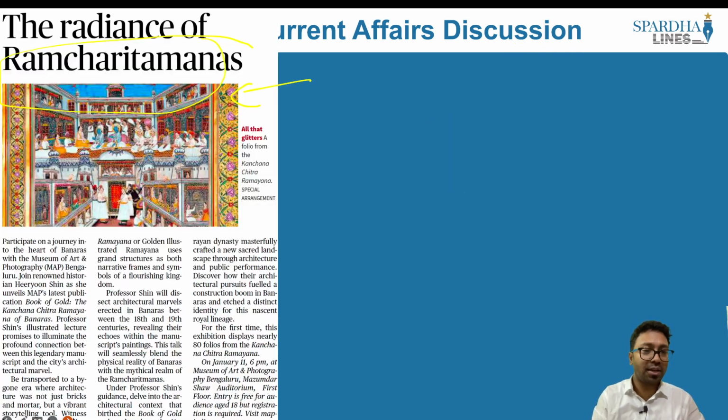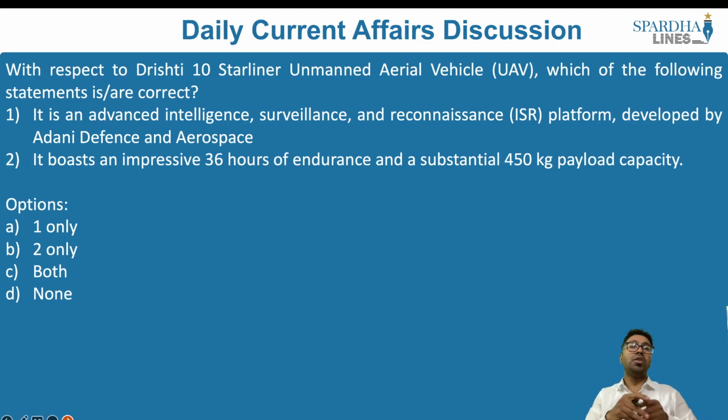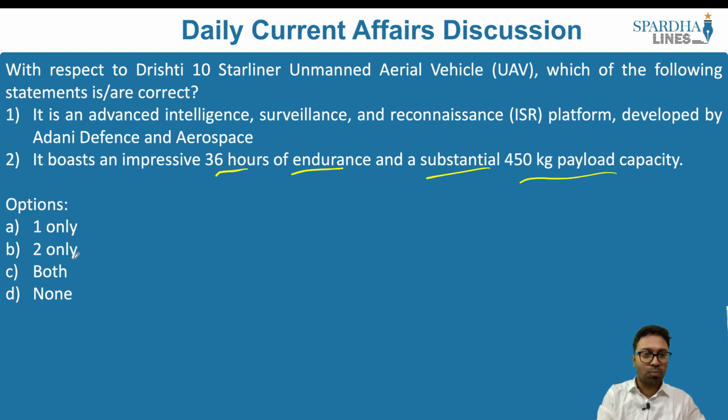Now let's look into the next practice question. With respect to Drishti 10 Starliner unmanned air vehicle, which of the following statements are correct? It is an advanced intelligence, surveillance and reconnaissance platform developed by Adani Defence and Aerospace. It boasts an impressive 36 hours of endurance and a substantial 450 kg payload capacity. Which of the statements are correct? The answer to this is both. Both the statements given here are right.